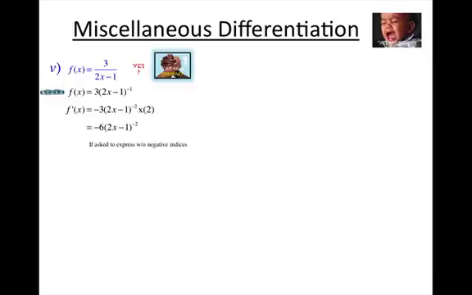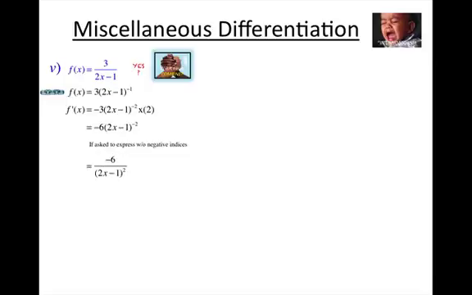So they may ask you to express it without negative indices, in which case you've got to take that whole 2x minus 1 back down like it was before. And the way we take it down, just like the way we take it up, is using that negative indice. So we take it down and we take away the negative indice.